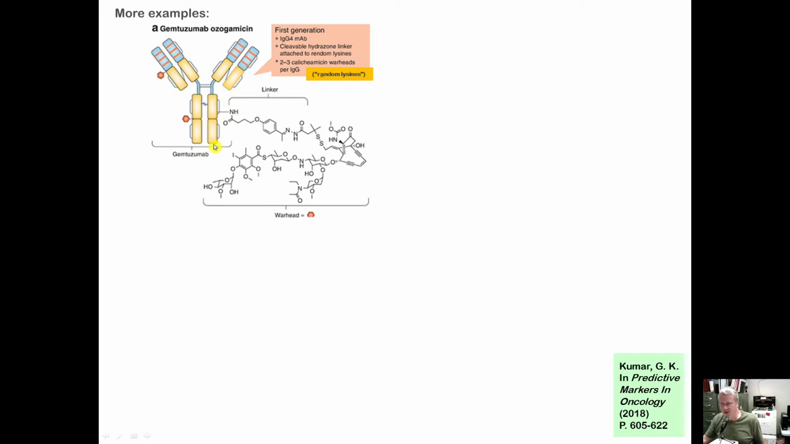That seems a little weird. Usually a drug is a very specific thing with a very specific structure, but this may be attached at a couple different places. So that's one of the earlier methods to make antibody drug conjugates. We have more modern methods that are a little more homogeneous and consistent. But this is one example of one of these.